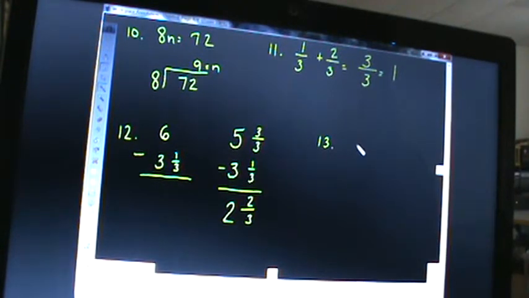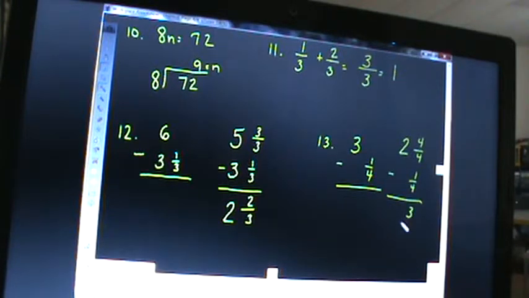13. 3 minus 1/4. Again, I cannot subtract a fraction from nothing, so I need to make this 2 and 4/4 minus 1/4, and now I can subtract. 4 minus 1 is 3. 2 minus nothing is 2.